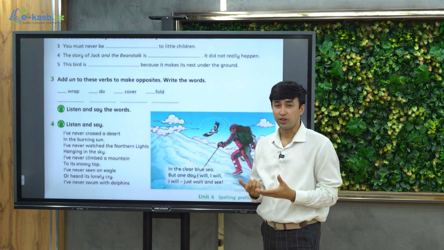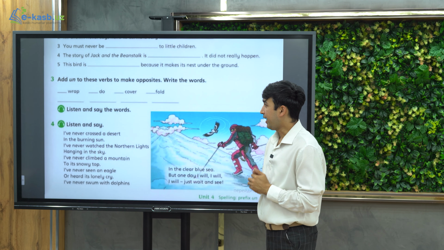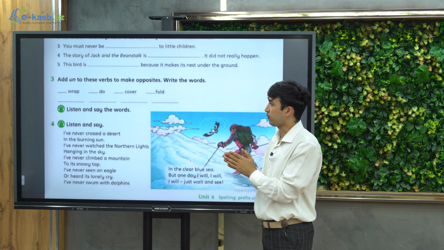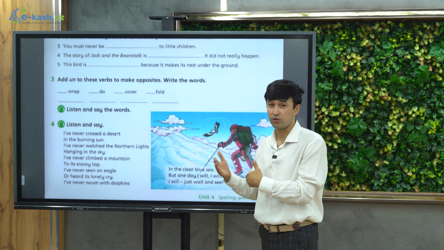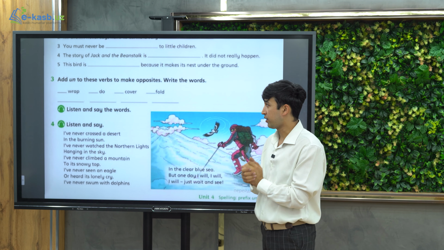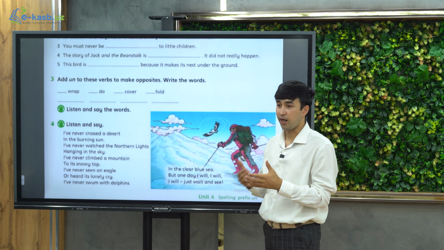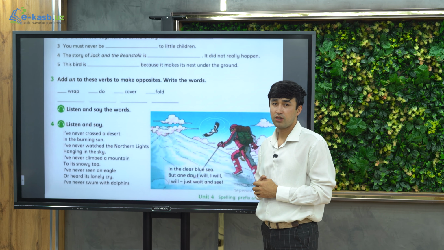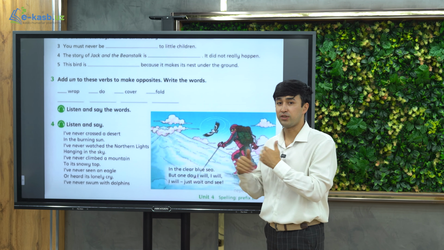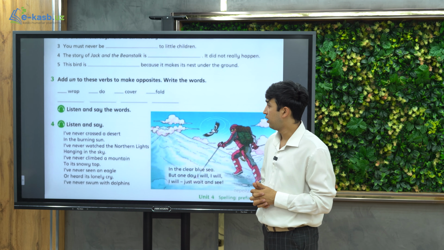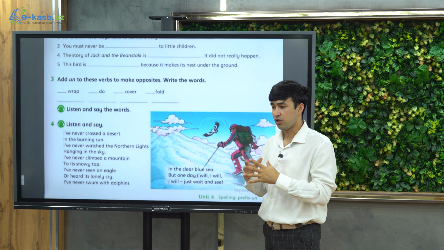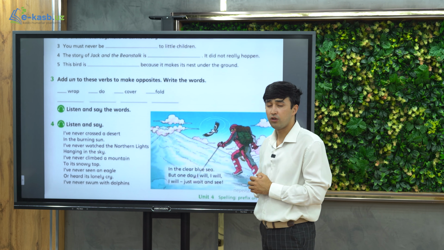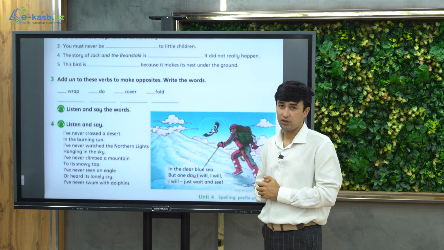Right. Exercise number 3. Xo'p, 3-chi mashqqa ham yetib keldik. Xo'p, add un to these verbs to make opposites. Write the words. Demak, mana shu so'zlarga biz oldi qo'shimchasini qo'shib, teskarisini hosil qilishimiz kerak ekan. Xo'p, birinchisi wrap. So, the wrap. So, opposite is unwrap. And next, do. So you do something every day, okay, the opposite is you don't do, it's called undo. And cover. So don't cover or not cover is uncover. And last one, oxirgisi fold va buni teskarisi esa unfold deb ataladi.